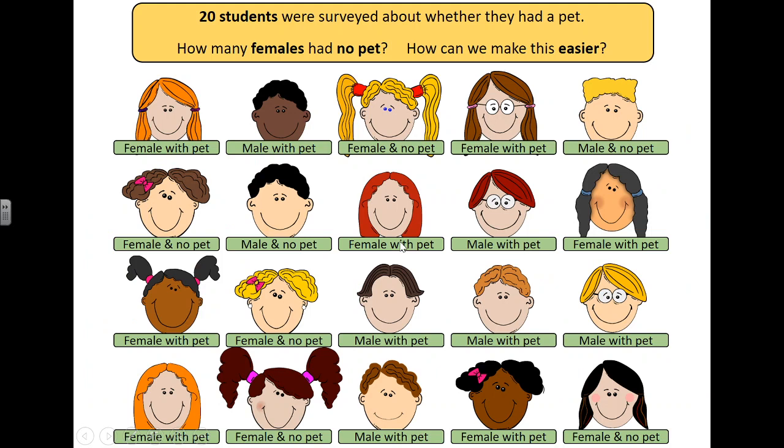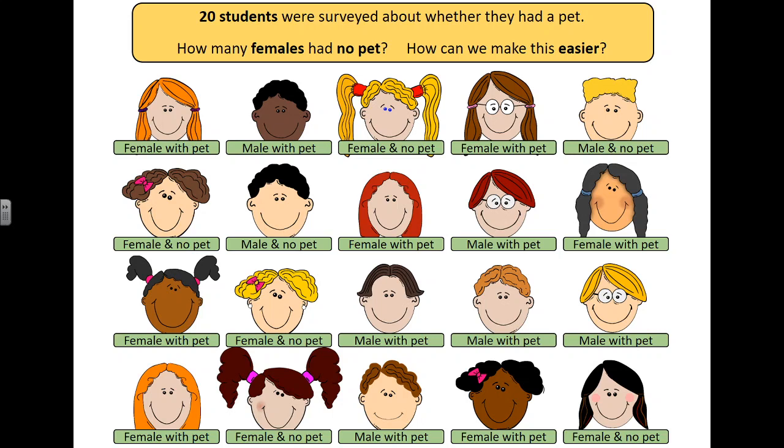Right, so frequency trees are used to organise populations. So we've got a small one here. We've got 20 students who were asked about whether they had a pet. We want to answer the question of how many female students had no pet. So we could go through this list of 20 data and we could total it up. But could you imagine if this was a list of 2,000 pieces of data? We need something that's easier to read, which is why we use frequency trees.